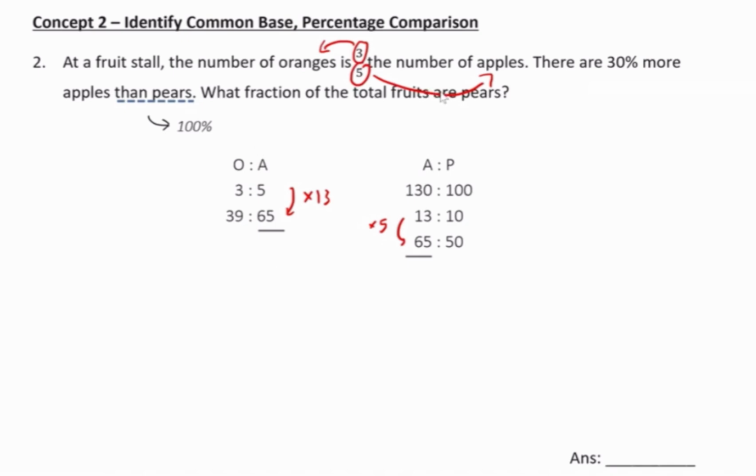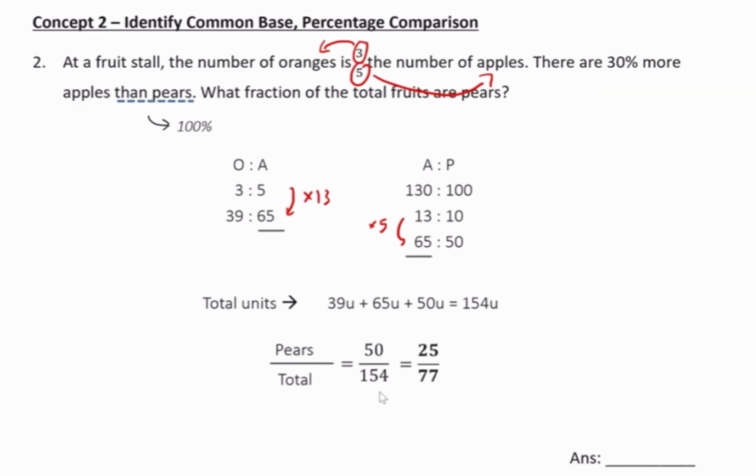Now read the question. What fraction of the total are pears? So if pears is 50, right? What is the total? Total is 39 plus 65 plus 50. This will give us 154. Then you want pears, so pears is 50. 50 out of 154. You always need to simplify it. So you divide by 2, 25 over 77.